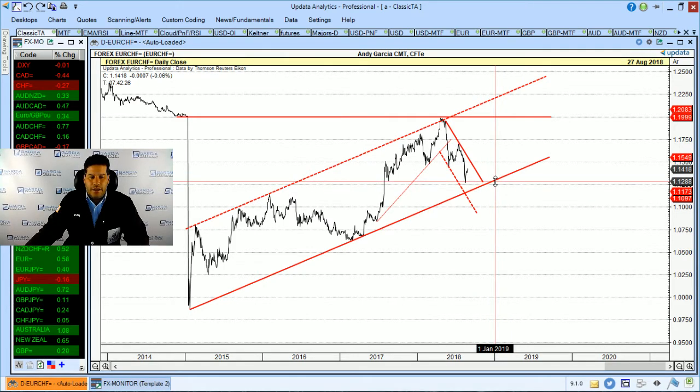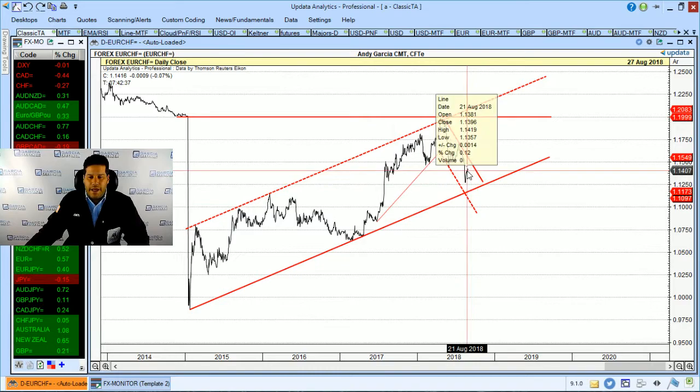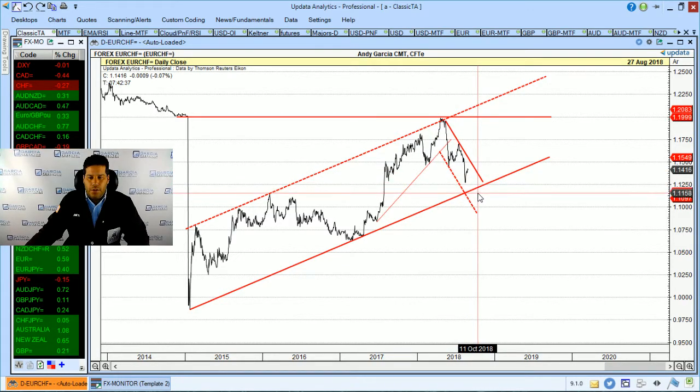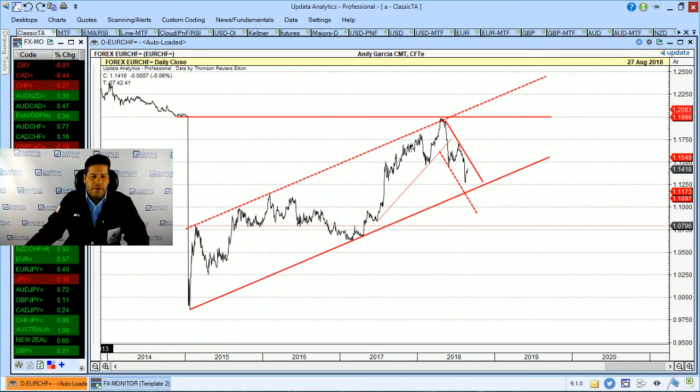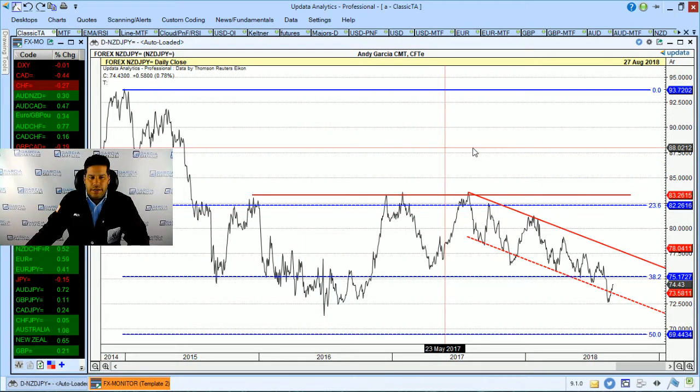But again, just like the other trades where you have this rising bear flag, if you can go down below this, then that's going to add more pressure to the downside. Here's the New Zealand yen.